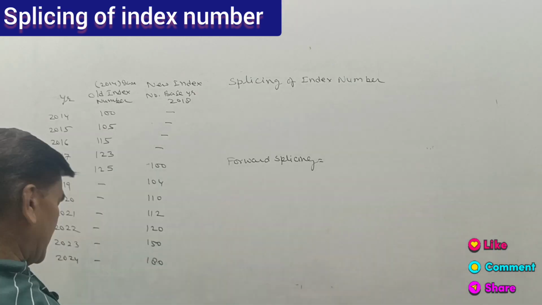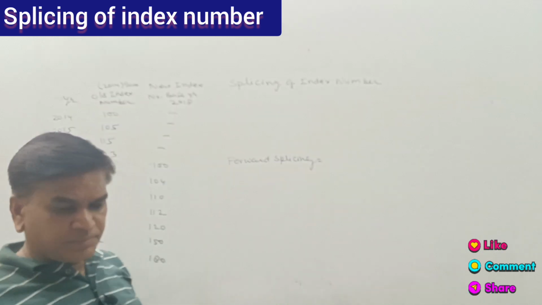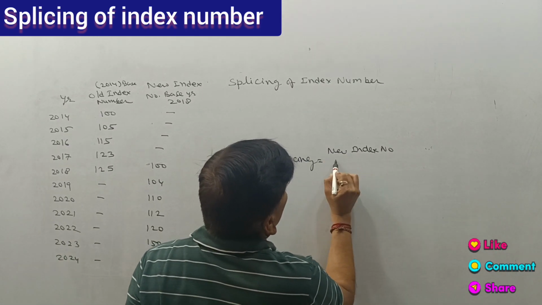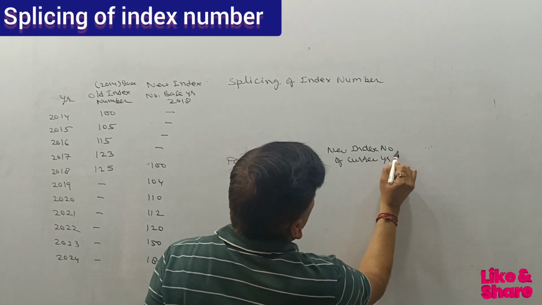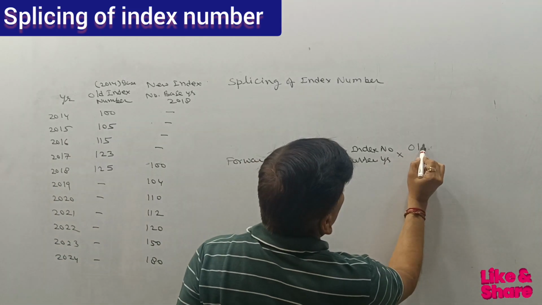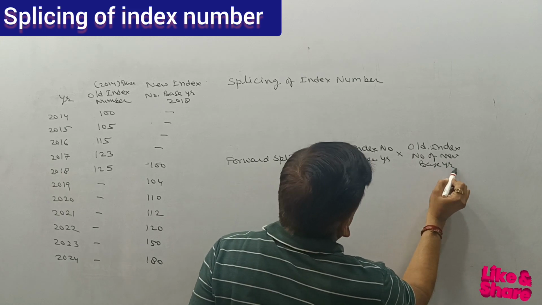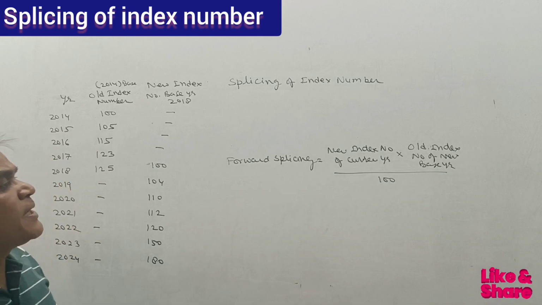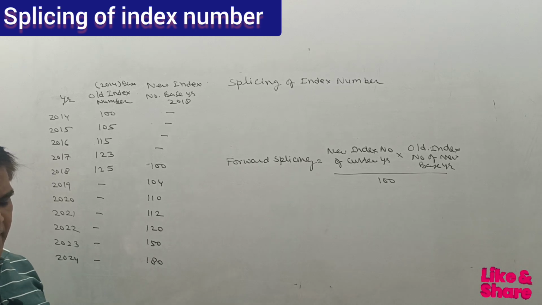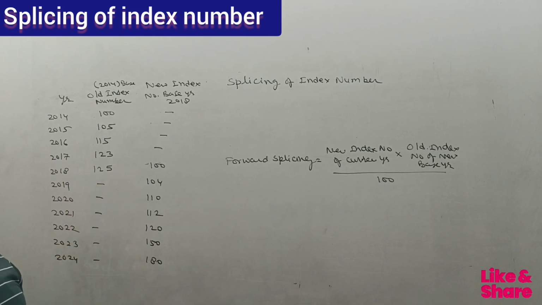How to do this forward splicing? What we have to do is take the new index number of the current year, multiply by the old index number of the new base year, divided by 100. For forward splicing, what we will do? The new index number of the current year, it may be 100, multiplied by the old index number of the new base year divided by 100.